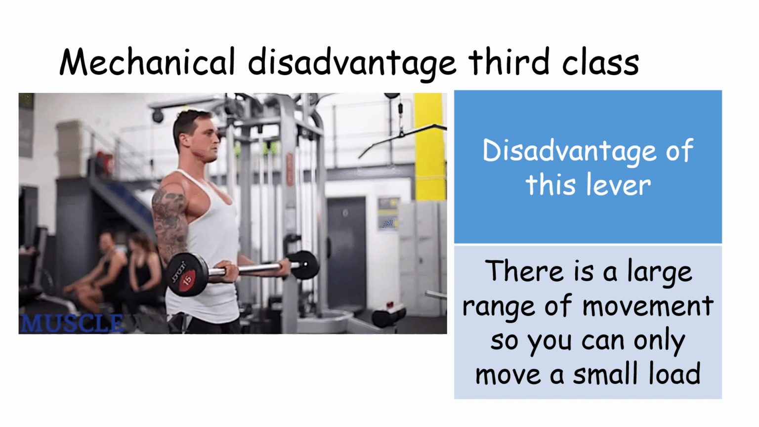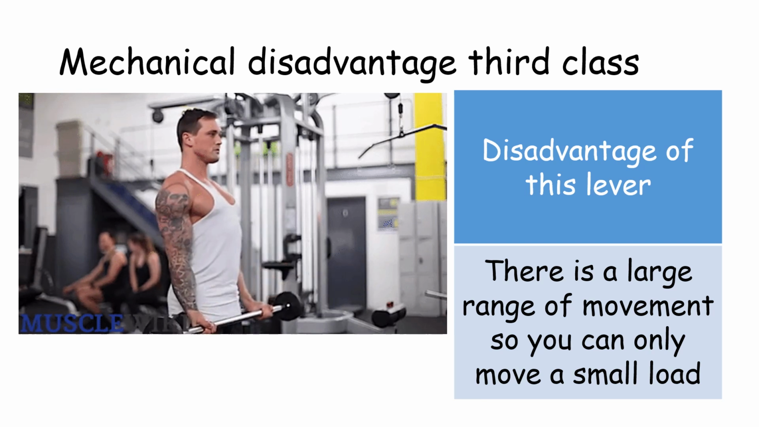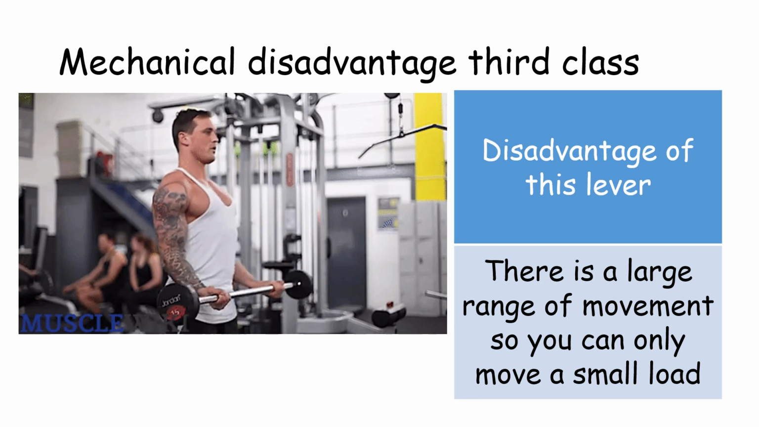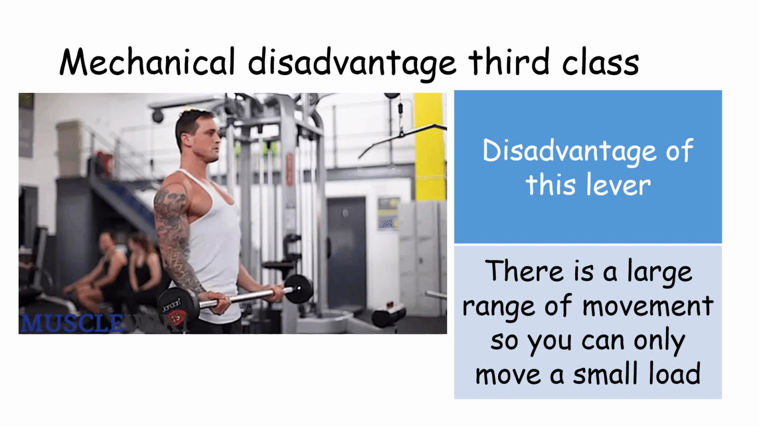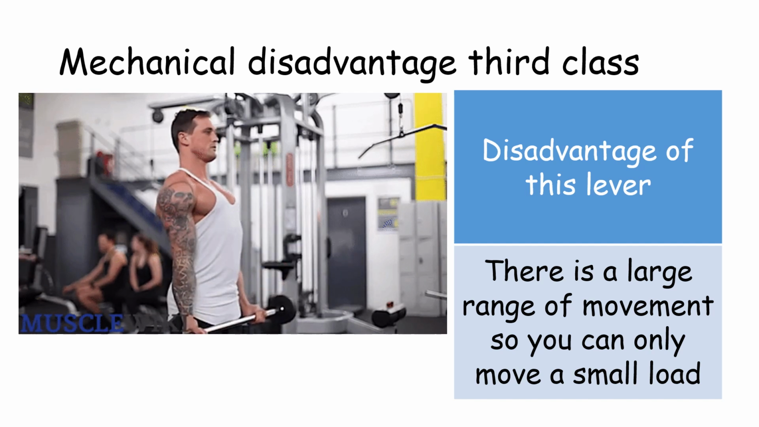And the reason for this is there's quite a large range of movement, so you can only move a small load. If you look at this fella doing a biceps curl, you can see the range of movement is probably nearly 180 degrees. And you're only doing that with your biceps, which are relatively quite a small group of muscles.